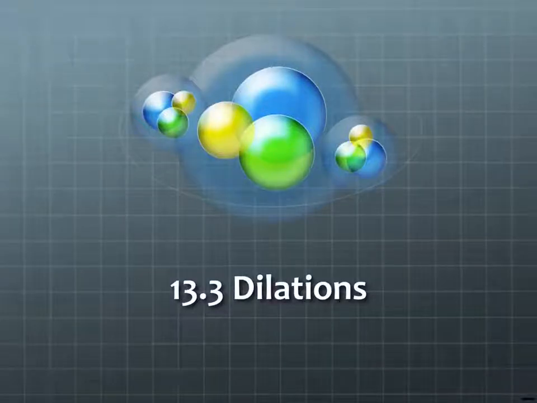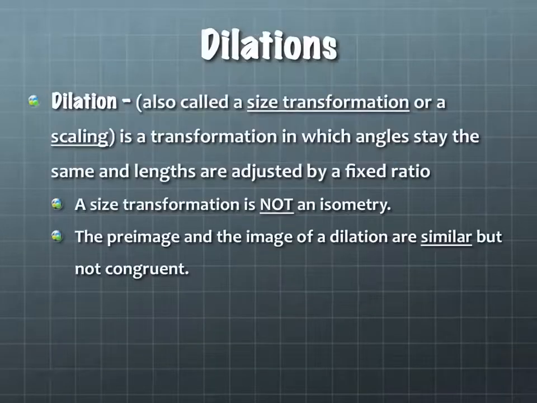Section 13.3 is about dilations. So we're going to start out with just a basic definition of what a dilation is. A dilation, also sometimes called a size transformation or a scaling, is a transformation in which angles stay the same and lengths are adjusted by a fixed ratio.